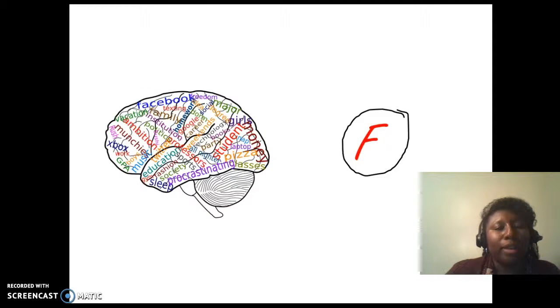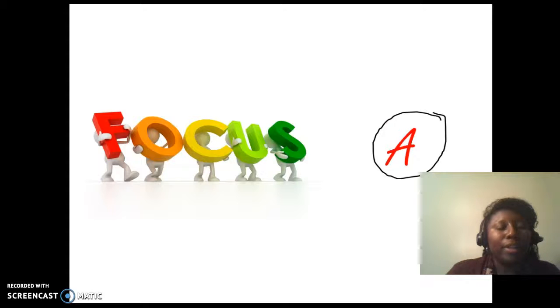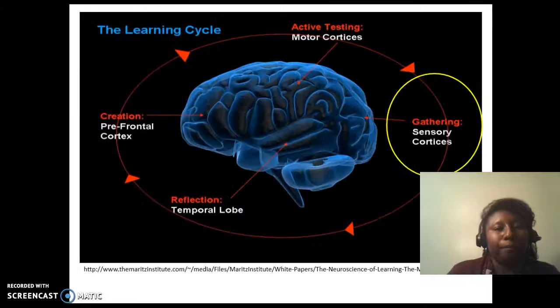We find this problem because students tend to think about too many things when they're in the classroom, whether it be texting or Facebook. The goal is to get the students to focus, and to focus over a long period of time. This process of focusing is part of what we call the learning cycle.